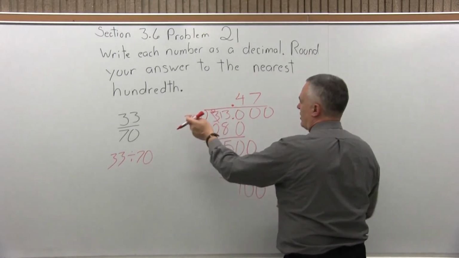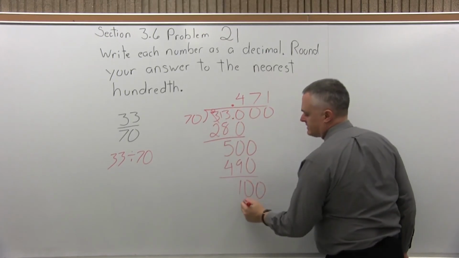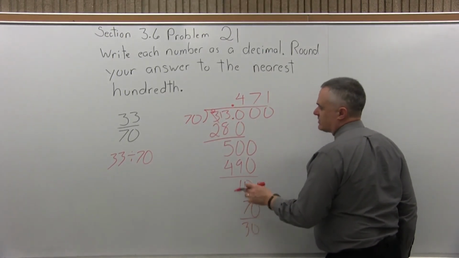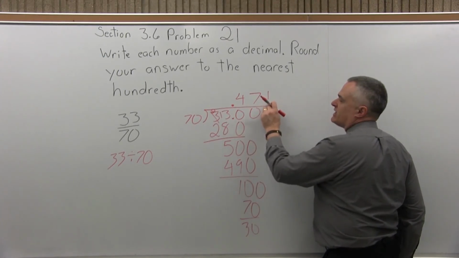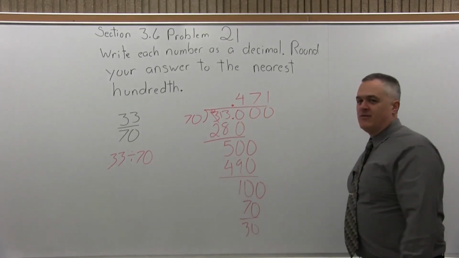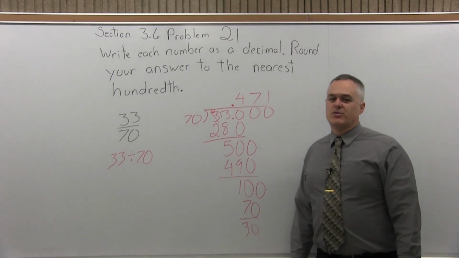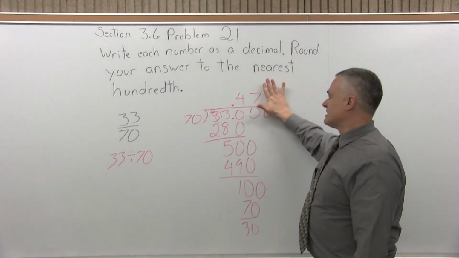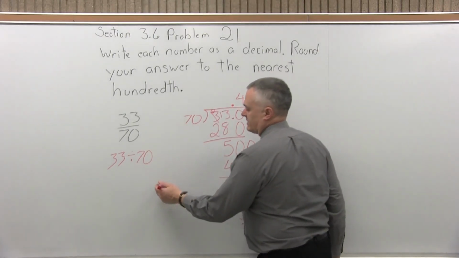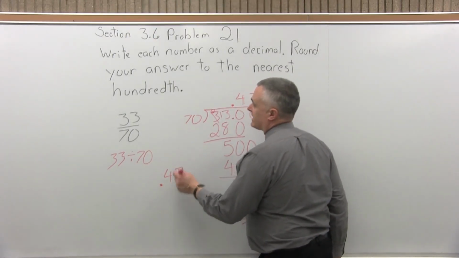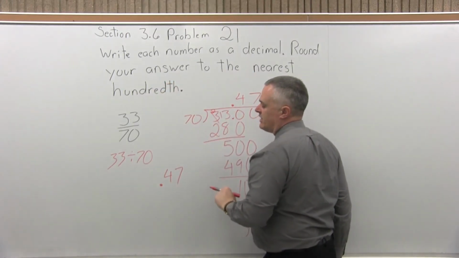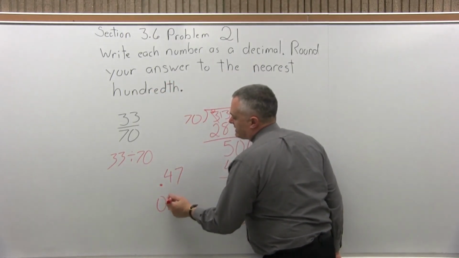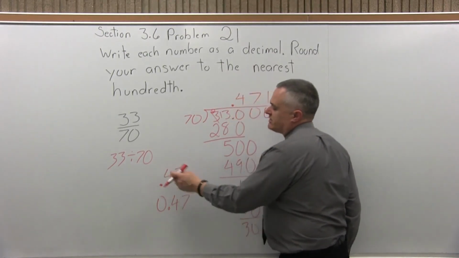Now 70 into 100, I can see that's going to go once. 1 times 70 is 70. 100 minus 70 is 30, so it fits good. Now I have that third place, so now I can decide if I make it a 0.48 or leave it as a 0.47. The 1 is not even close to big enough, so it's going to get rounded off to a 0.47 to go two places after the decimal, or in other words, the nearest hundredth. Because there's no number in front, if you like, you can write it as 0.47, or you can just leave it as .47.